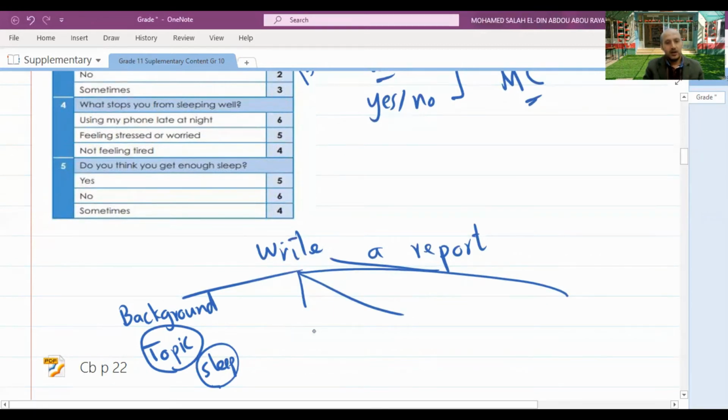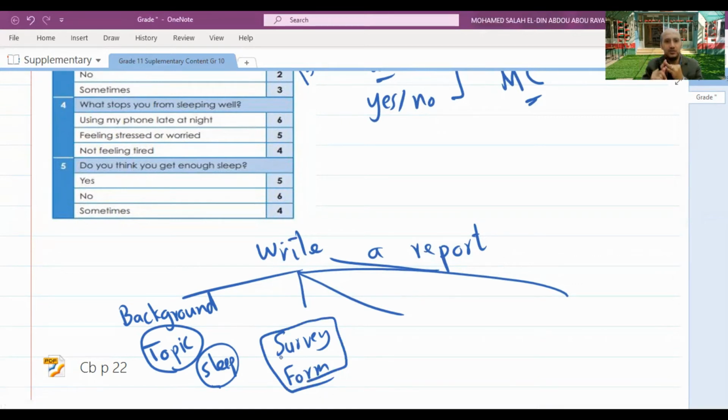After the first paragraph, we'll go to the second paragraph, which will be about the survey itself. What is your survey form? I will do a survey on class 10 students. I choose 15 students. I did this survey of 5 questions with 3 multiple choice. And in the next step, I will discuss the findings.